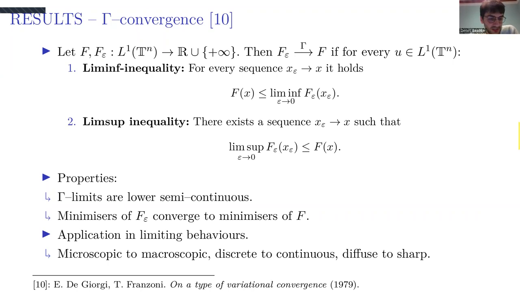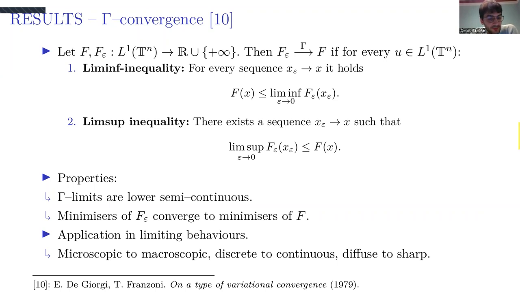This type of convergence was introduced by De Giorgi in his 79 paper and has huge applications and very good properties. For example, gamma limits are always lower semi-continuous, which is very appropriate for energy minimization and the techniques of the calculus of variations. And we also have information about minimizers of F epsilon, because minimizers of F epsilon converge to minimizers of F, which means if we can minimize the limit functional, then we know as epsilon approaches zero, the minimizers are also very close to the minimum of F.